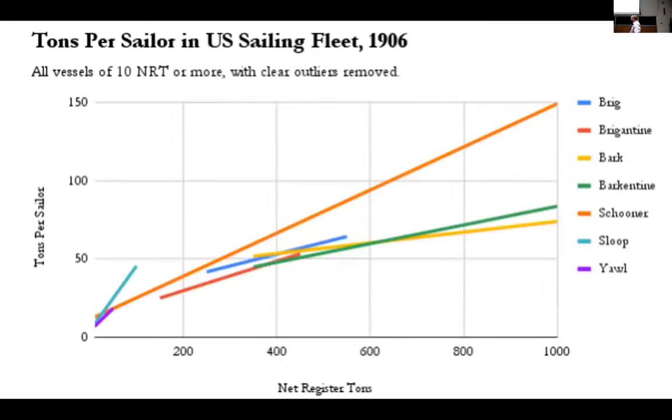The other good thing about them, this vessel's under 1,000 tons. This was out of my master's thesis. Tons per sailor compared to the ship's tonnage. Schooners are the orange line. So that's going to definitely be a rig we will want to be looking at because of the optimization of less available crew than we would like.